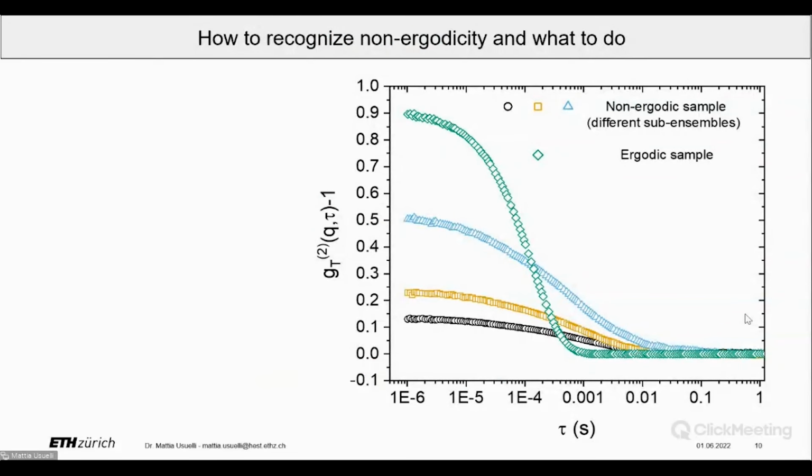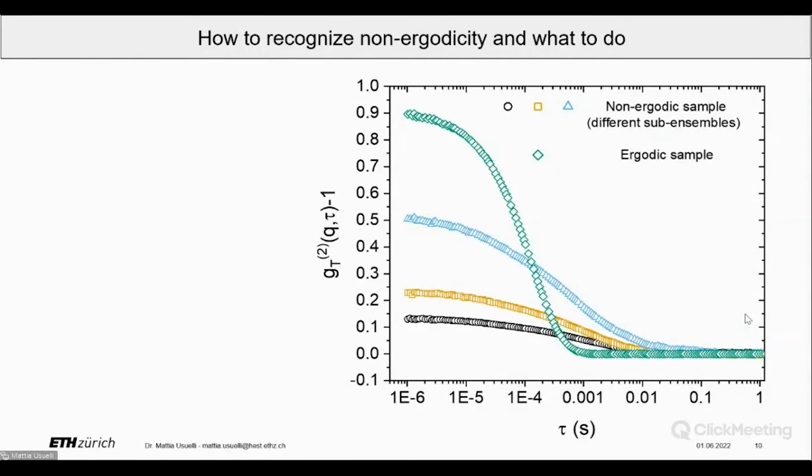So how to recognize non-ergodicity and what to do. What you see here in this graph are 4 measurements. You see in the green color the ergodic sample, very nice. It starts from around 0.9. So this is the intensity correlation function. It's close to 1. It's very good, and it has a full decay. Then I put inside my machine a non-ergodic sample. I rotate it so that I probe different subensembles, and I take 3 different measurements. And you can see here in circles, squares, and triangles of different colors, the different measurements that I get.